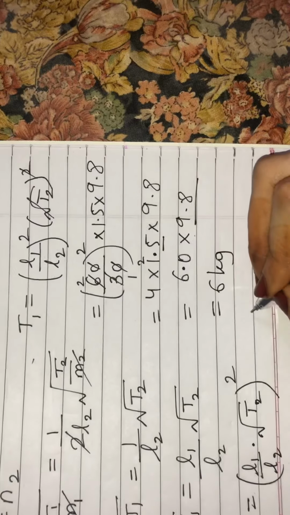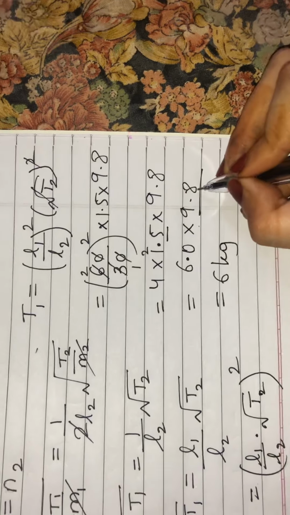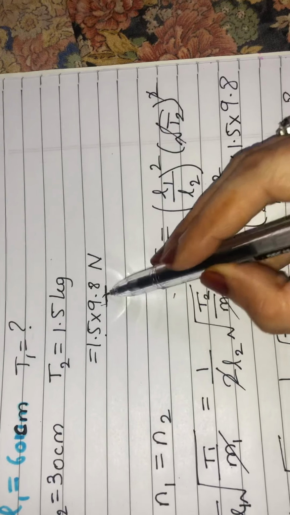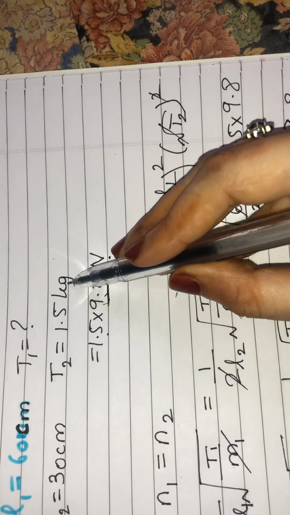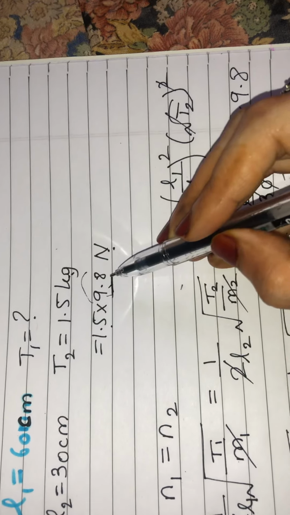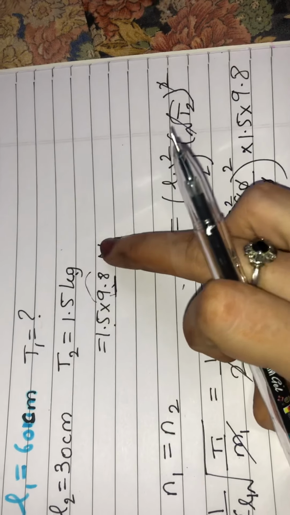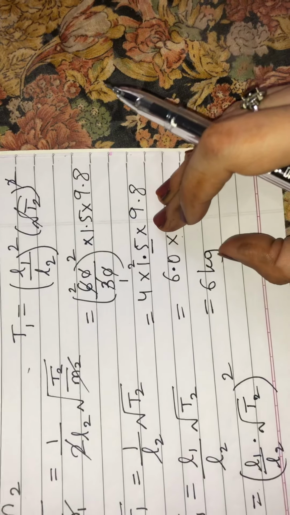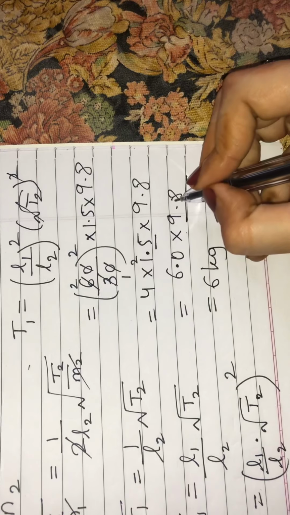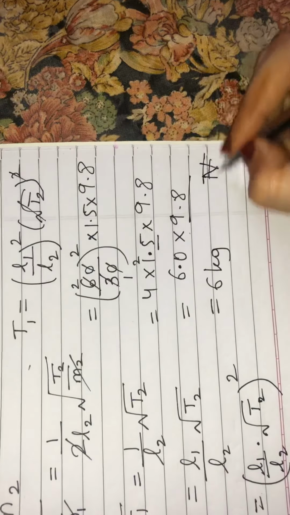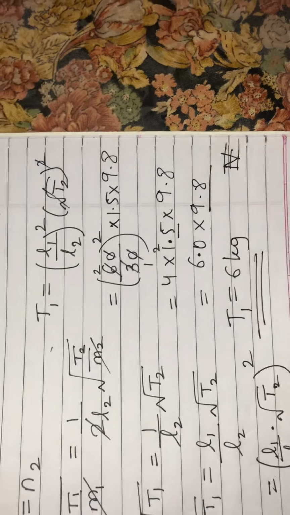And if you want to find the answer in Newton, you'll just multiply 6 into 9.8. If you want to convert kg into Newton, you will multiply with 9.8. And if you remove this 9.8, the Newton will get converted into kilogram. So here I have removed this 9.8, so this 6 becomes kilogram. If I multiply 6 with 9.8, whatever I get will be in Newton. Okay. So this is my tension applied to the first wire.